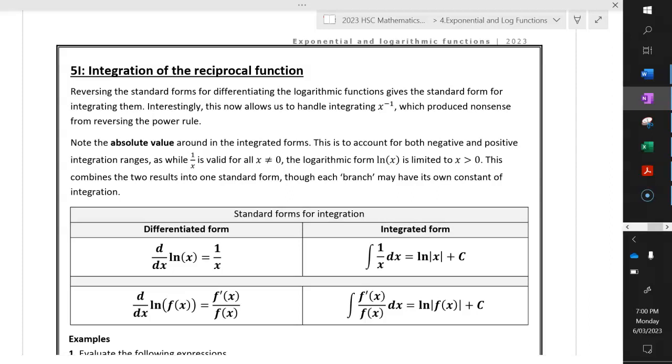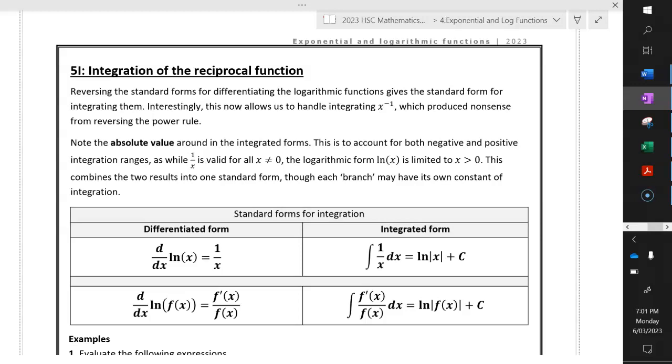So what we're looking at here is we're not actually looking at integrating a log. We're looking at integrating something that looks like a log, that's been differentiated, and we want to make sure we're getting it into a particular kind of form. So I'll read through here. It says reversing the standard forms for differentiating the log function gives the standard form for integrating them. So remember, when we go one direction, we're differentiating, and we go backwards, for that same thing, we're integrating.